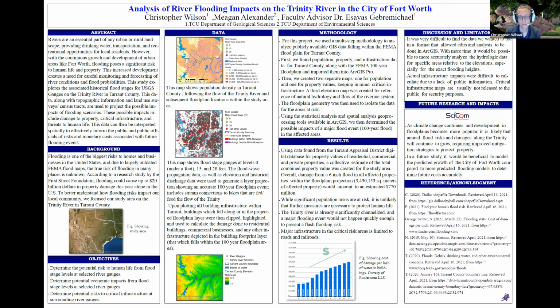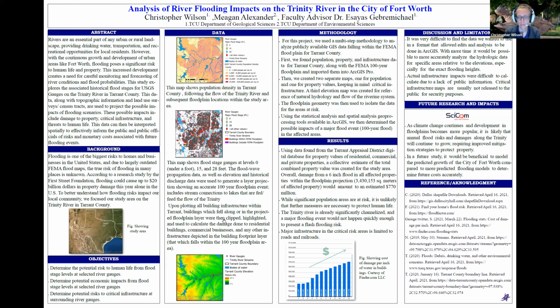And then we created our maps, and then we used statistical analysis as well as processing tools available in ArcGIS to determine the impacts, not only just in a spatial way, but also monetarily. And so our results found that overall damage from a 6-inch flood in all affected properties within the floodplain projection would amount to almost $1 billion, so 770 million in Tarrant County alone.